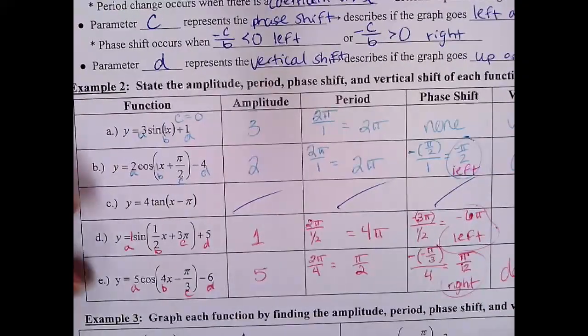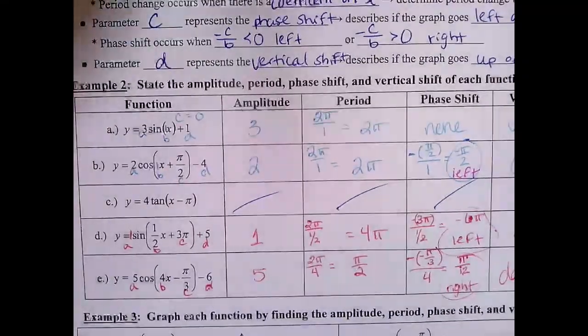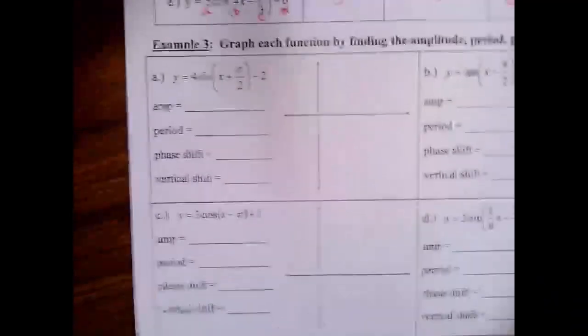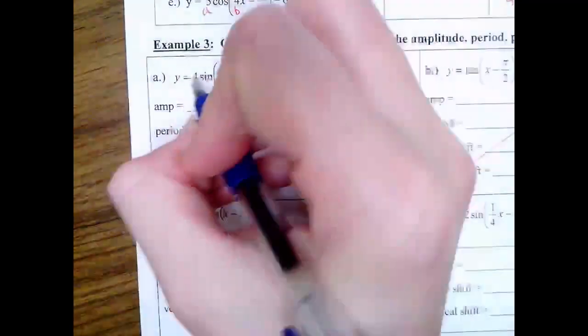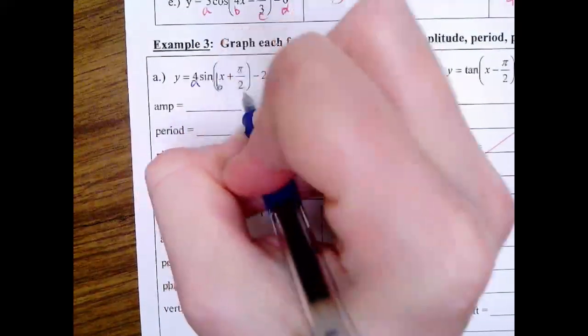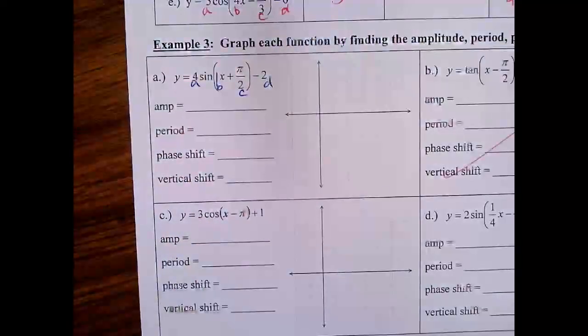So now we're going to take all of this knowledge, still the same knowledge down here, but we're going to actually be graphing. So we're going to, again, cross through B because it's a tangent, but you can do it if you want. All right, so first thing that's helpful to do is label. So A, B, C, D. And just list all your stuff.